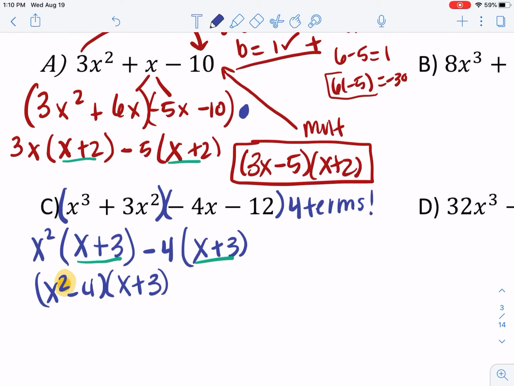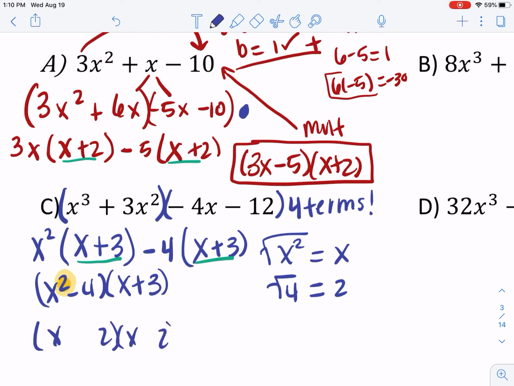So I look at this, and I know that x squared is a perfect square. And I know that 4 is a perfect square. And because I know that, I can go ahead and use this as a difference of squares. And I can use this as a difference of squares by saying, okay, x, I'm going to write x and 2 twice. And then I'm going to bring that x plus 3 down.